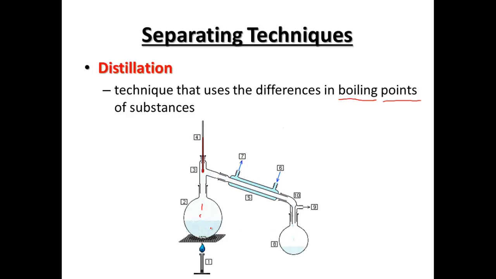The other substances in here would stay as a liquid until all of one substance is gone, and then the temperature in here would increase to allow the next substance to boil, and you would simply remove the one flask and put the second flask in its place. Distillation: separation by boiling point.